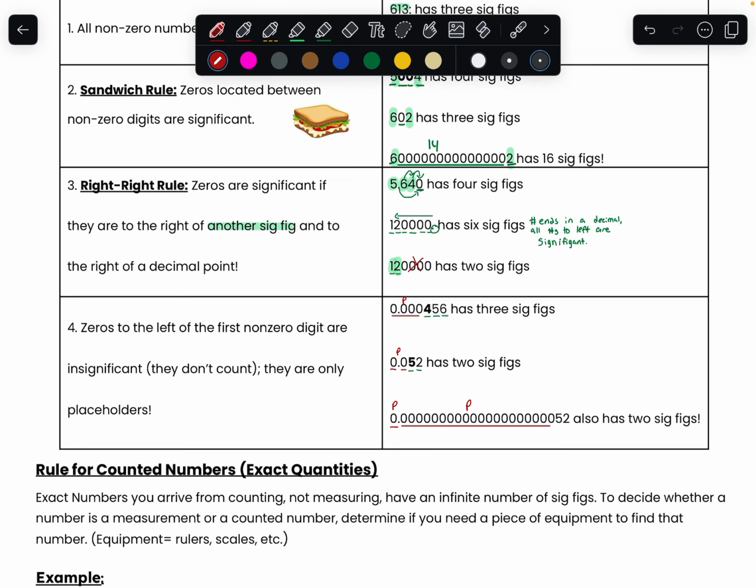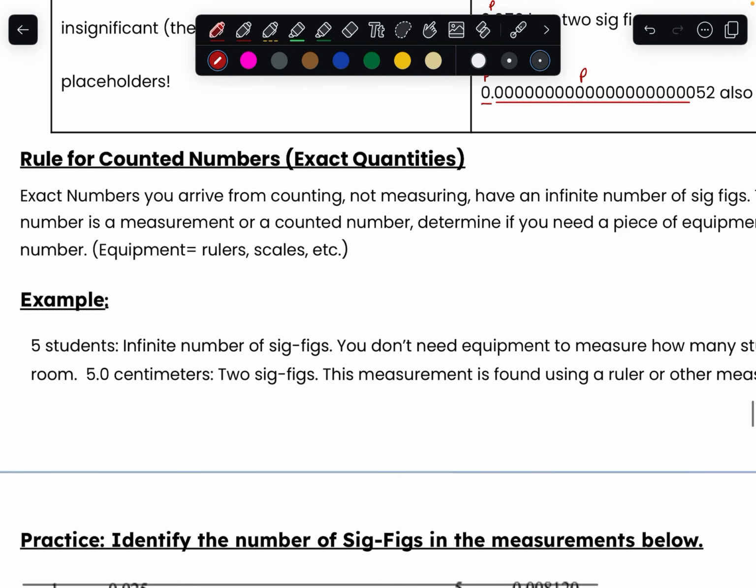Okay, so those are the 4 rules we're going to use. The last rule we're going to use is the rule for counting numbers. Exact numbers that we arrive at from counting, not measuring, not using a balance, not using a ruler, not using some sort of graduated cylinder, have what we call an infinite number of sig figs.